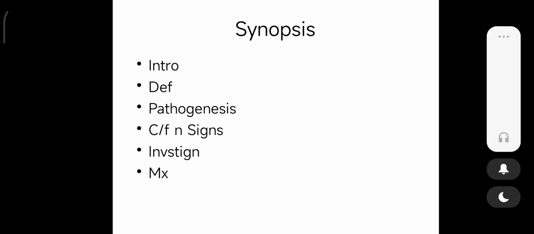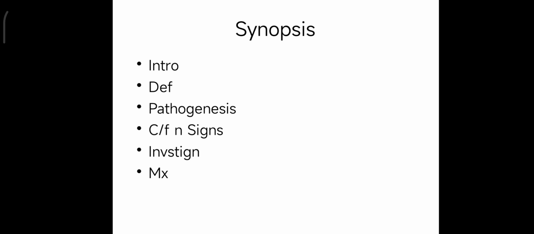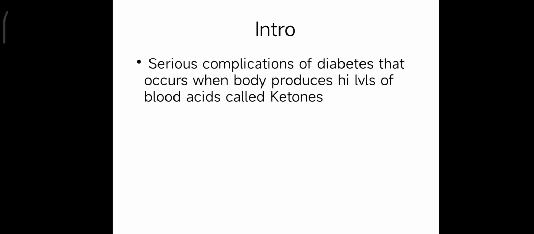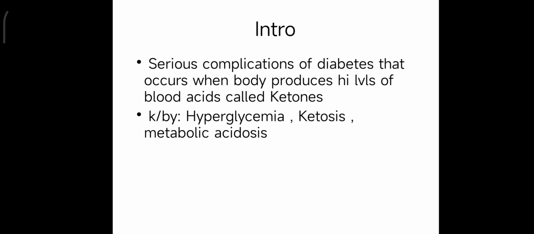In this topic, we're gonna see about introduction, etiopathogenesis, clinical features and signs, investigations and management. So what is diabetic ketoacidosis? It's a serious complication of diabetes that occurs when the body produces high levels of blood acids called ketones. It is characterized by hyperglycemia, ketosis and metabolic acidosis.